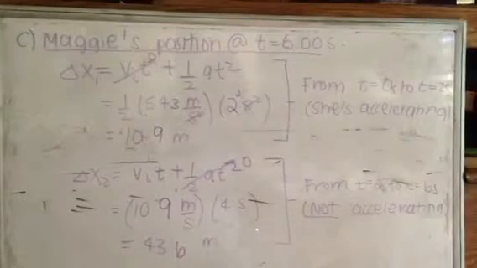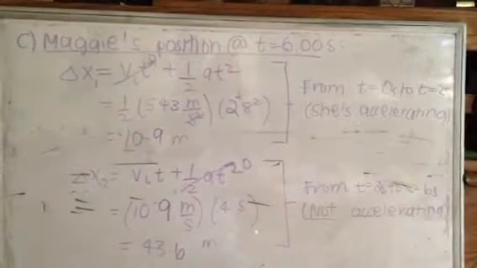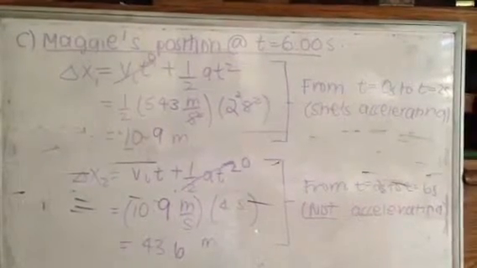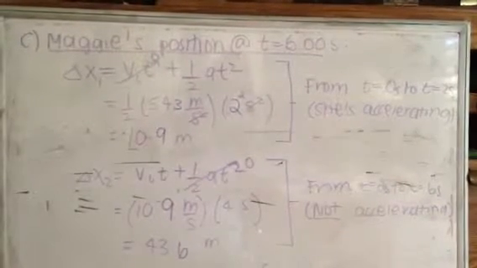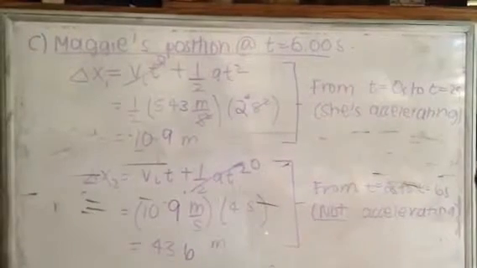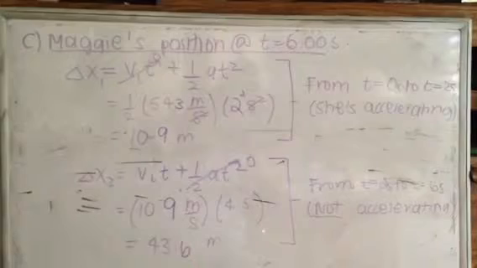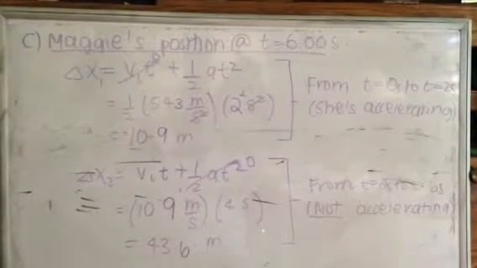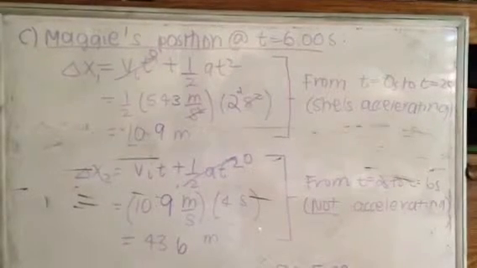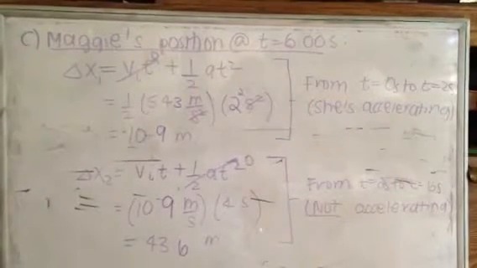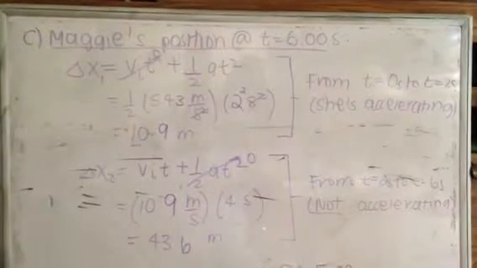So we use the equation delta x sub 1 is equal to v sub i times t plus 1/2 a t squared. Because her initial velocity is 0, that part just goes away. And so you plug in what we got for her acceleration, and you plug in 2 for her time, since that is when she was accelerating. And then you get 10.9 meters.